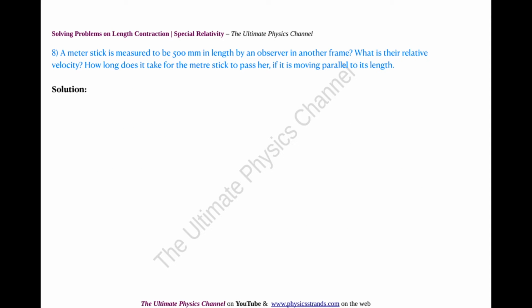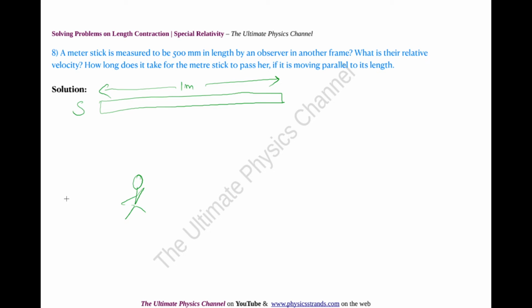Right, let's go to the next problem, 8.1. A meter stick is measured to be about 500 millimeters in length by an observer in another frame. Okay, so the actual length of this is, it's a meter stick, so it is 1 meter. The length of this object, in its own rest frame, is 1 meter. But an observer in another frame, let us say S frame. S prime frame is the one in which the meter stick is moving, right?